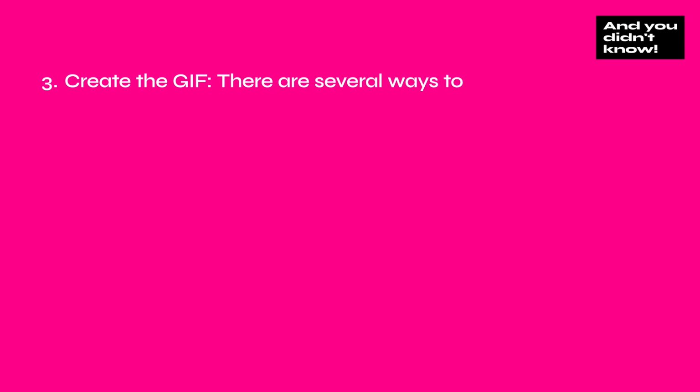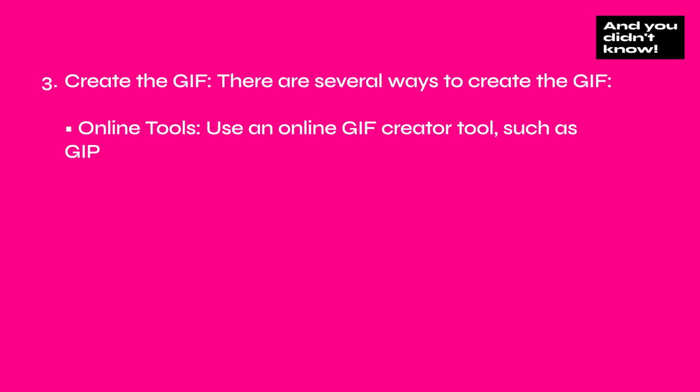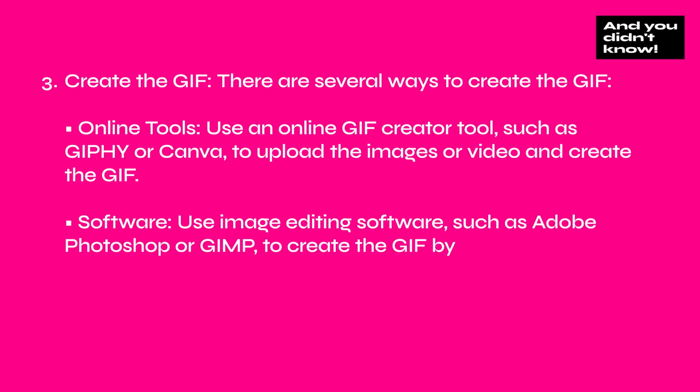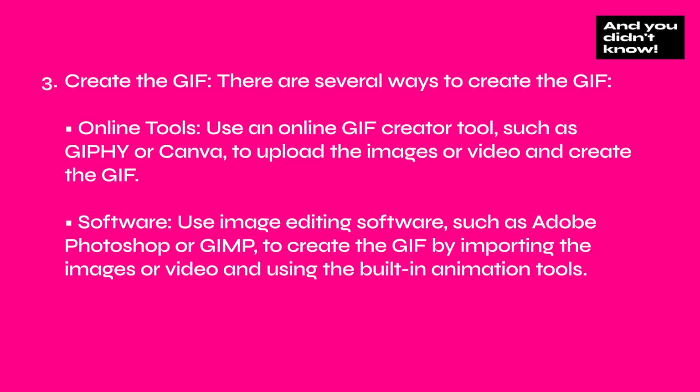3. Create the GIF. There are several ways to create the GIF. Online tools. Use an online GIF creator tool, such as Giphy or Canva, to upload the images or video and create the GIF. Software. Use image editing software, such as Adobe Photoshop or GIMP, to create the GIF by importing the images or video and using the built-in animation tools.